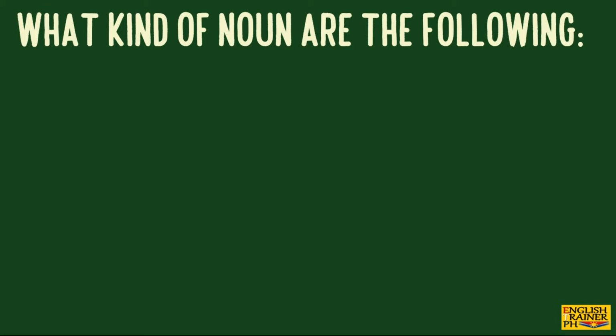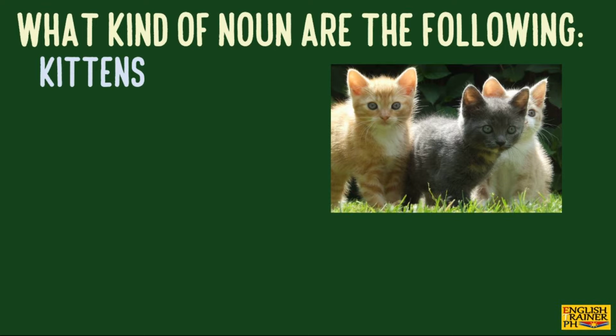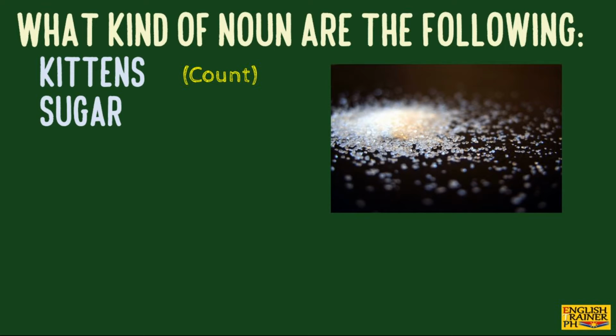The first example is... is it a count noun or a non-count noun? The answer is kittens are count nouns. Why? Because we can count kittens. We can say 1 kitten or 20 kittens or 30 kittens. What about the next one? Is it a count noun or a non-count noun? Sugar is a non-count noun because sugar is difficult to count. You can try to count the grains of the sugar, but really what's the point in that?